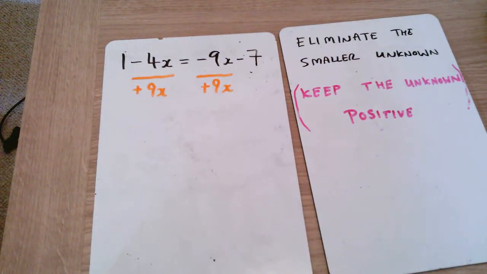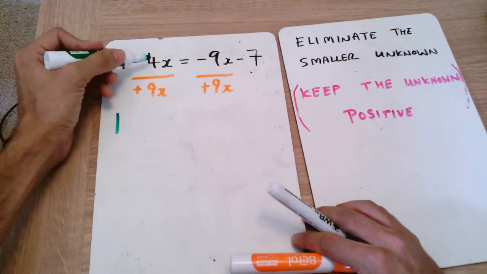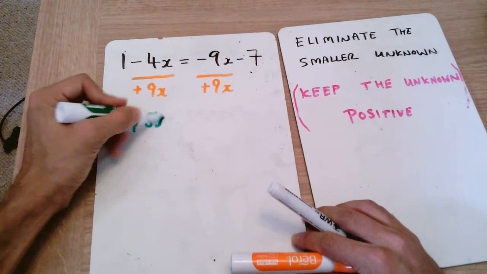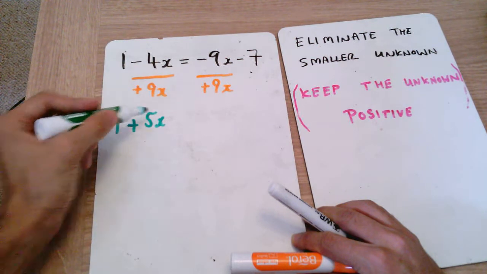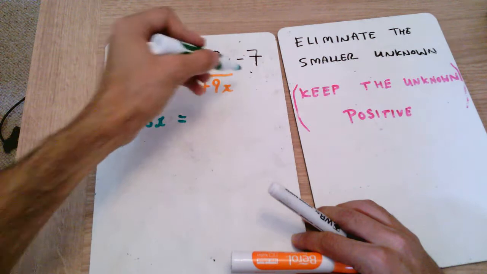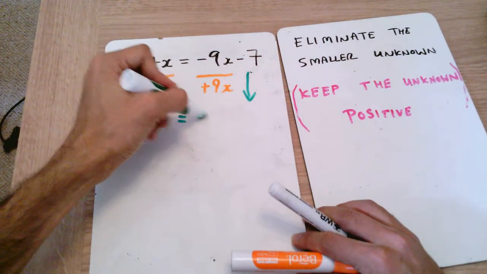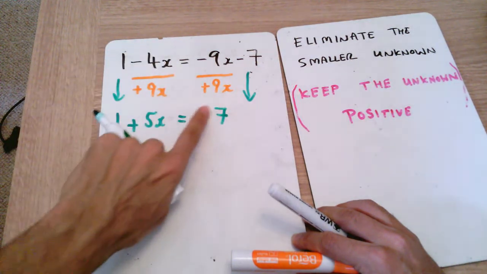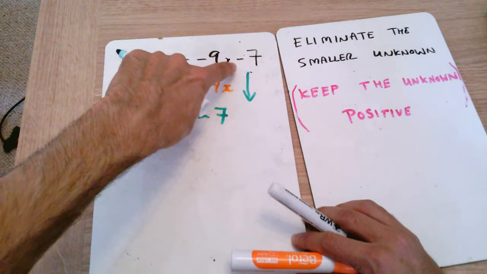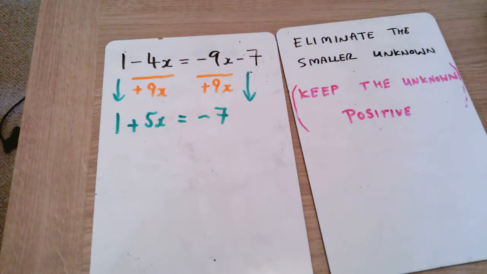Now, if we've eliminated on one side, the 1 didn't do anything, comes down. Minus 4x plus 9x is plus 5x. Minus 4 plus 9 is 5. Minus 9x plus 9x is going to cancel out, and the minus 7 is going to come down, which means this is equal to minus 7. A common mistake is to forget about this minus. You can't. That minus is part of the 7. So 1 plus 5x equals minus 7.